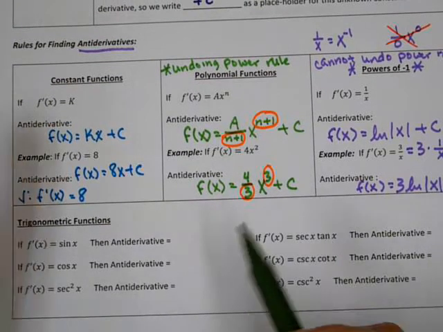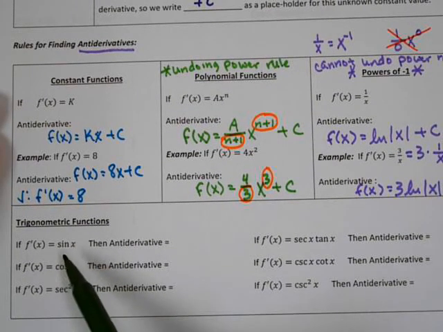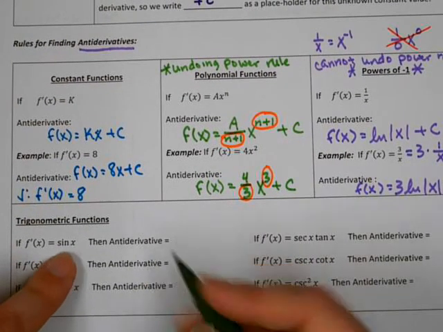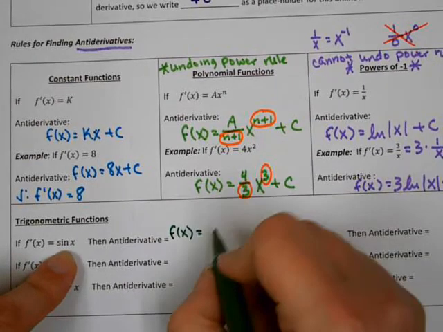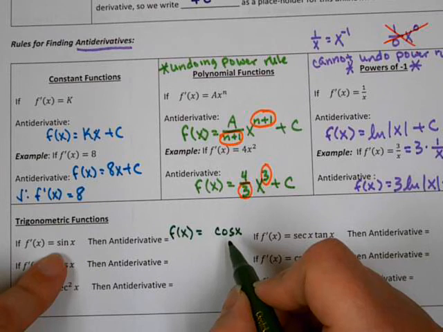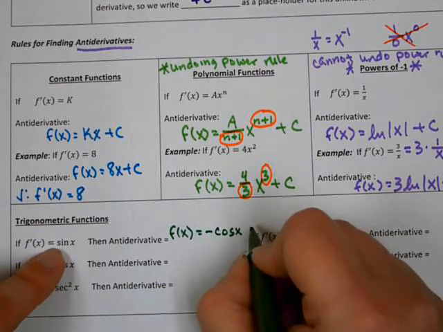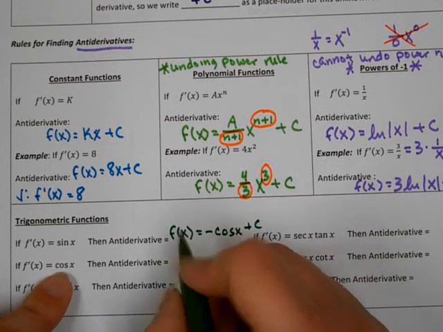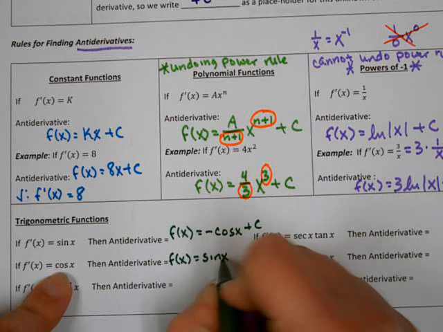So again, we're talking about these antiderivatives, which means we want to look at the derivative that we have and think about which function gives us that derivative. So if f prime of x, if the derivative is sine, then we need to think about what function gives us a derivative of sine. Well, we know that cosine of x gives us a derivative of negative sine of x, which means I need to make this a negative cosine of x in order to make it a positive sine. And then we need to add plus c. If I want my derivative to be cosine, then my antiderivative is f of x equals sine of x plus c.